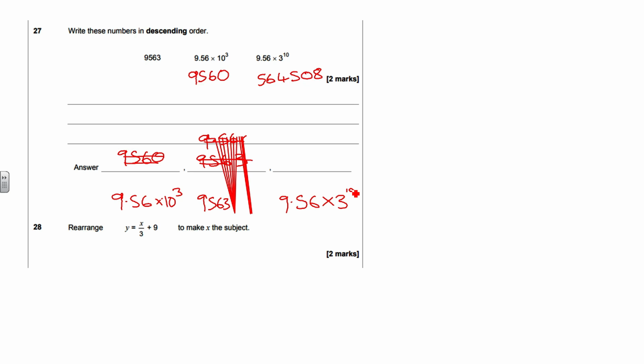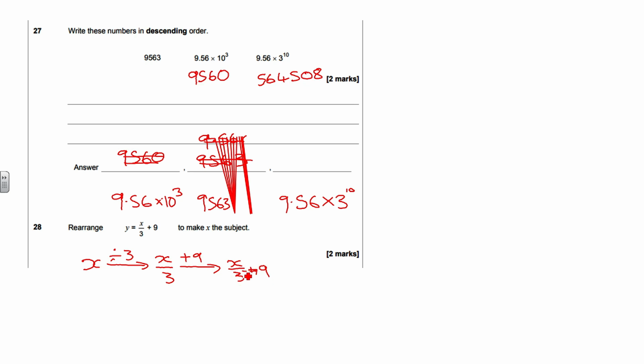Okay, question 28 wants us to rearrange this formula to make x the subject. We've got two options on this, because it's a nice one. We can arrow diagram it. We can say x gets divided by 3, to give x divided by 3, we then add 9 to it to get x divided by 3 plus 9.